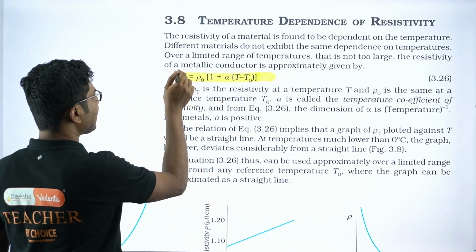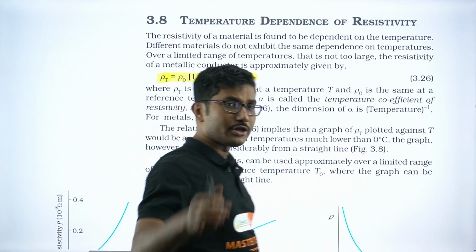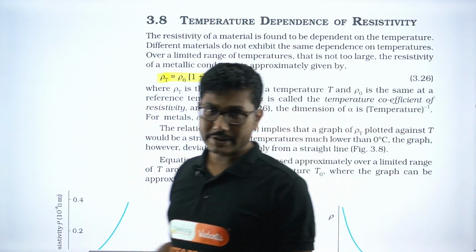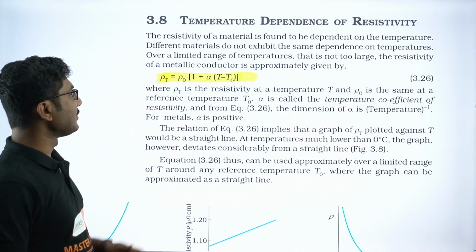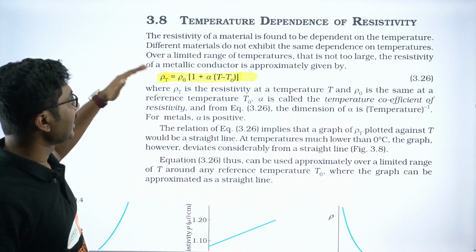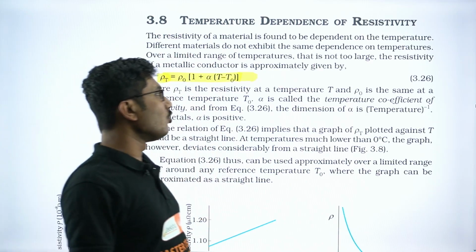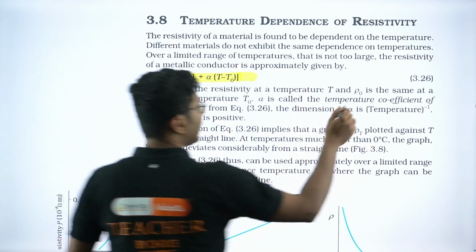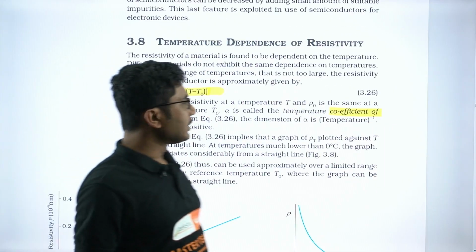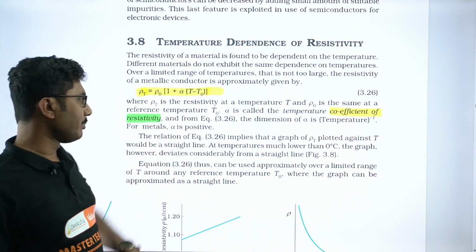Based on this formula, there are some objective and numerical questions that sometimes come in competitive exams. I have not seen a single question from this concept in your board exam. So for competitive exams, this is an important concept, that resistivity is dependent on temperature, and here this term alpha is called the coefficient of resistivity. This is also an important equation for all the competitive exams.